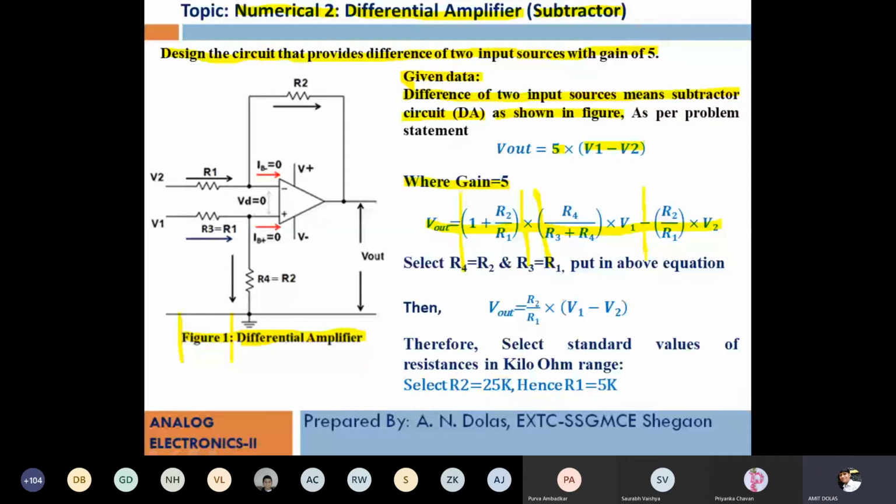Now selecting the resistances, select resistance R2 is equal to R4. I am saying that my R2, this resistance, is similar to this resistance. R2 and R4 are the same. And selecting R3 is equal to R1. So this resistance R3 is similar to R1.